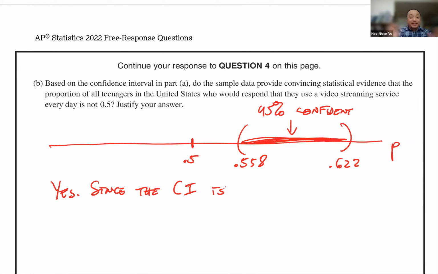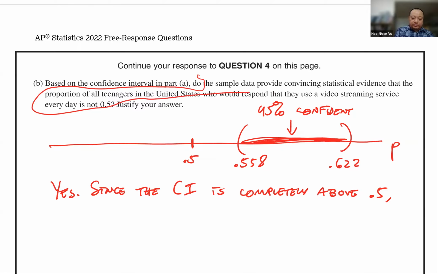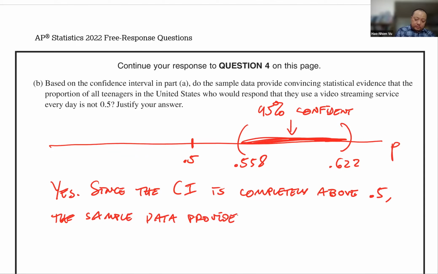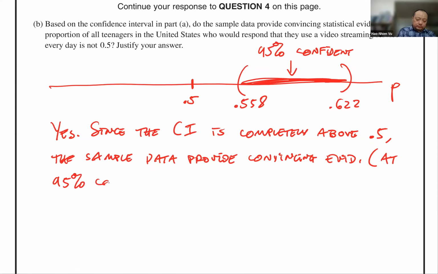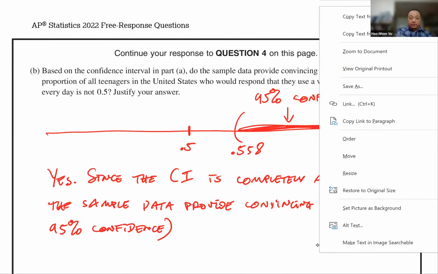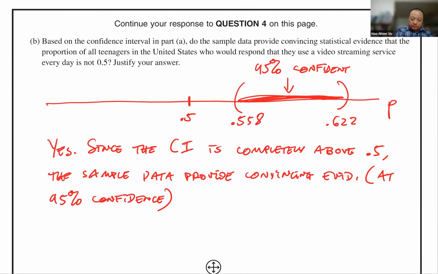Since the CI is completely above 0.5, and then just copy down this stuff. The sample data provide convincing evidence. If you want to add on the confidence level, and yeah, just copy down the rest of the question prompt.